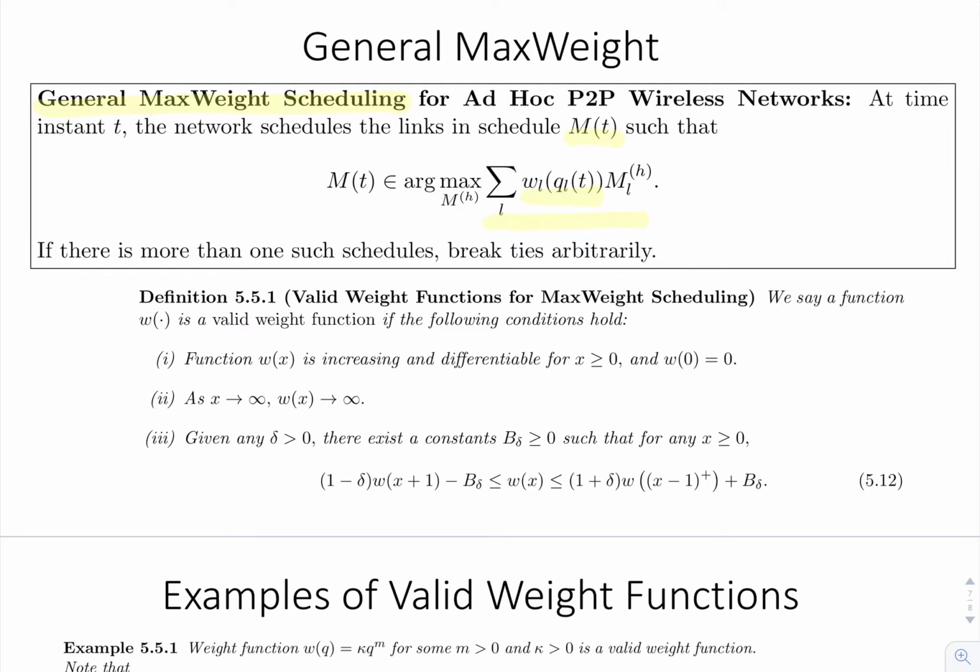Now, what is a valid weight function? A valid weight function is a function that satisfies the following three conditions. The first condition is the weight is an increasing and differentiable function of its argument x, for x being non-negative, and the weight of 0 is 0. The second condition is the weights go to infinity as their arguments go to infinity. And the third condition is a condition that essentially says the weights do not change too much when the argument is increased or decreased by 1.